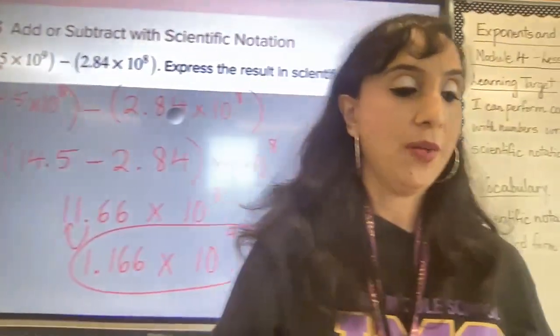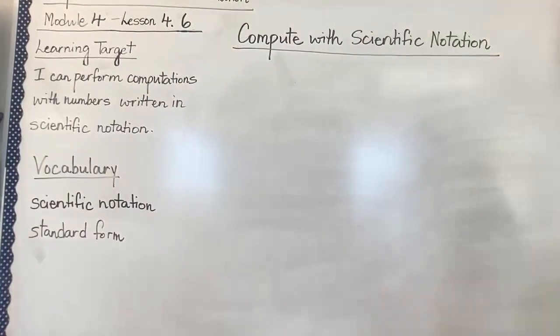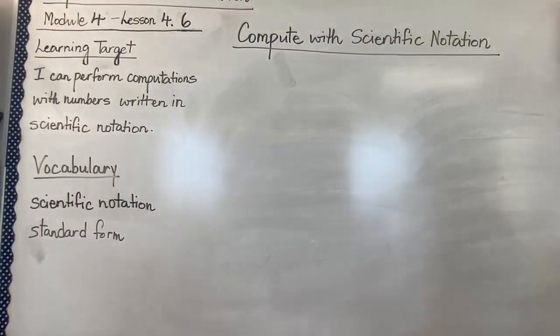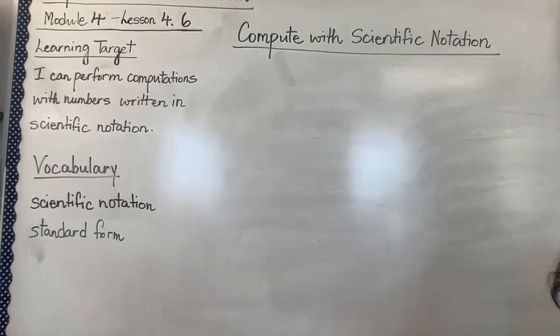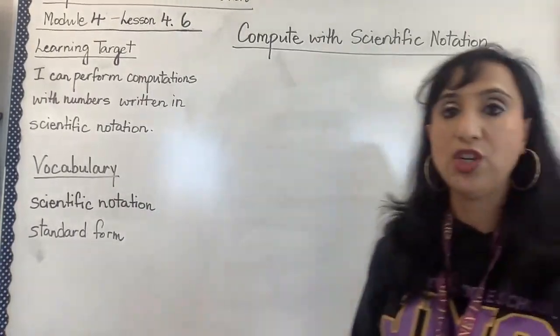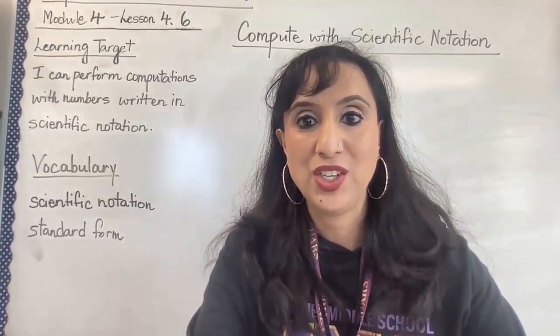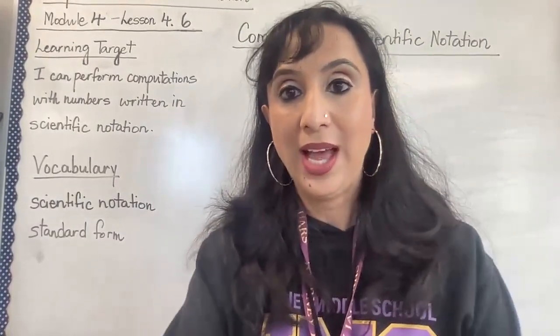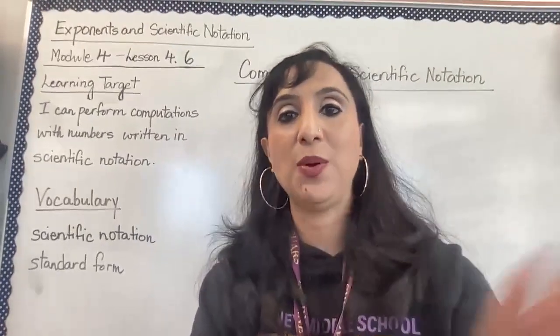All right. So the most important things again to remember when we are computing, if you're adding or subtracting, make sure that you are changing them to the same power of 10. And then when we are multiplying and dividing, use the product of powers property or the quotient of powers property in order to compute with scientific notation. Okay. And that concludes module 4, which is all about exponents and scientific notation.